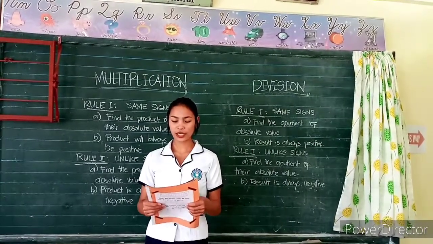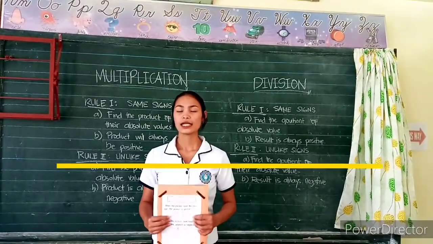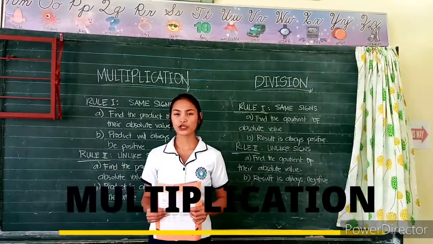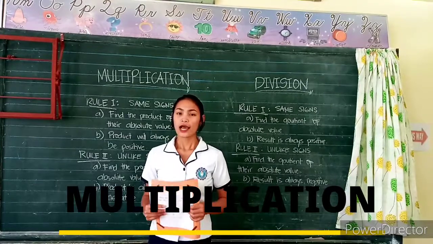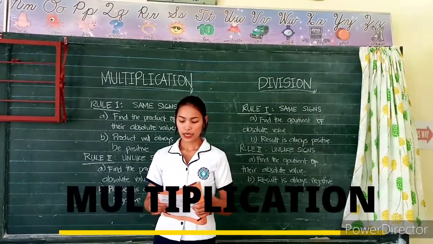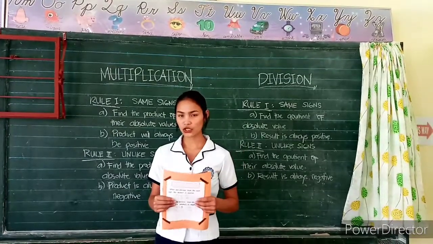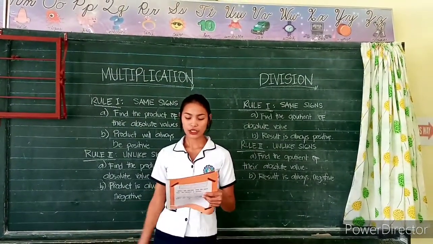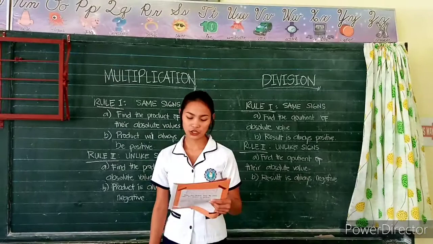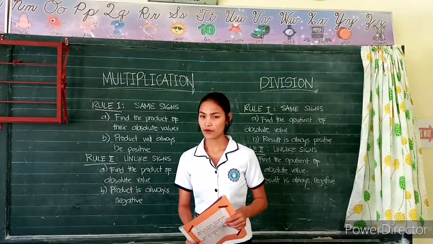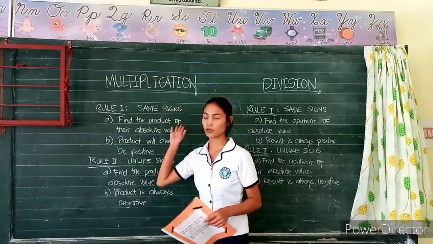So, since you understand well the subtraction of integers, let us now proceed to the third operation, which is multiplication. You may have noticed that using repeated addition in finding the product of two integers is tedious. Fortunately, the process of multiplying integers can be simplified using the following. So, these are the rules for multiplication.